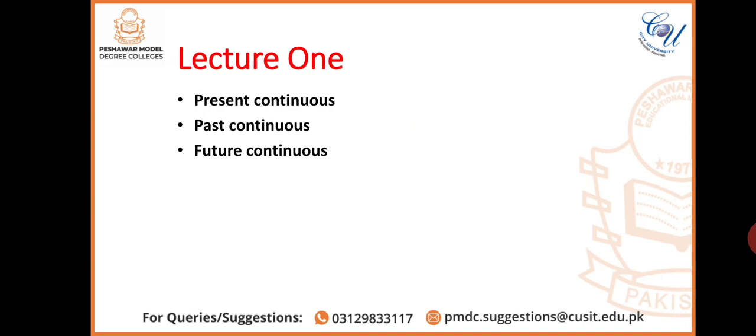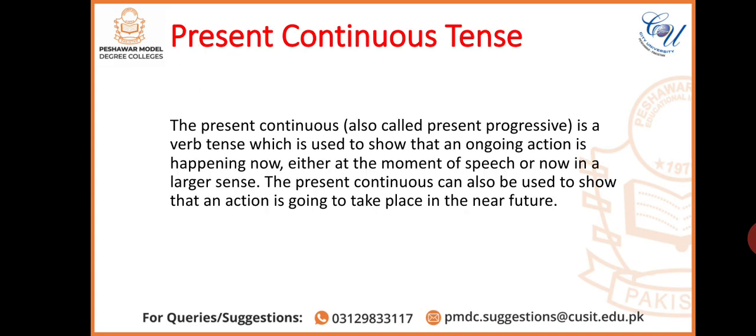This lecture contains present continuous, past continuous and future continuous. Present continuous tense. The present continuous, also called present progressive, is a verb tense which is used to show that an ongoing action is happening now, either at the moment of speech or now in a larger sense. The present continuous can also be used to show that an action is going to take place in the near future.